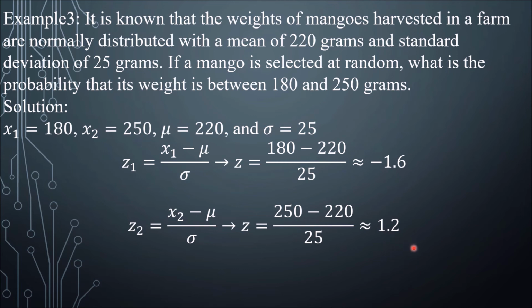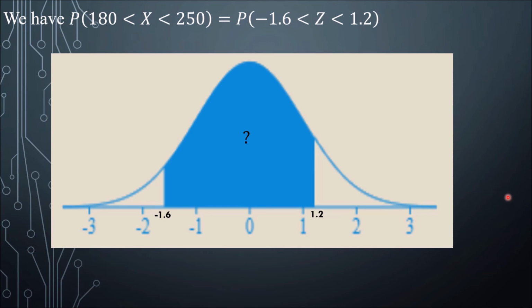What does that mean? We need to find the probability of having x between 180 and 250, or the probability of having z between negative 1.6 and 1.2. So this is the graph. Negative 1.6 is somewhere here, between negative 1 and negative 2. And then 1.2 is somewhere here, between 1 and 2. Now, between the two numbers is the shaded part. That's what we mean. So we need to find the area of this shaded part.